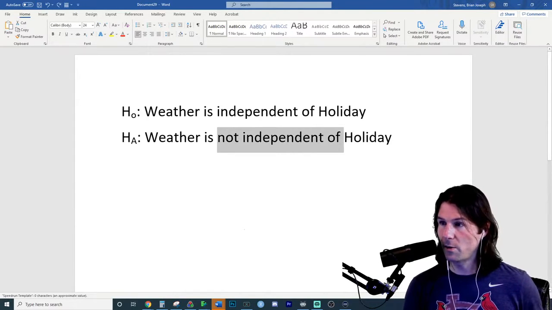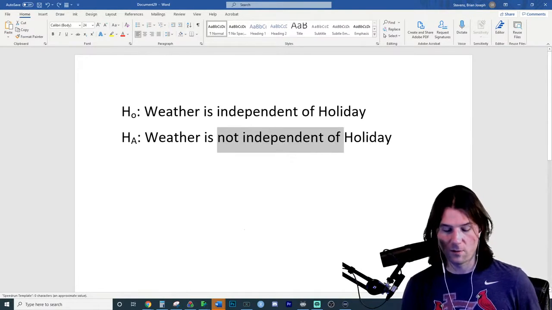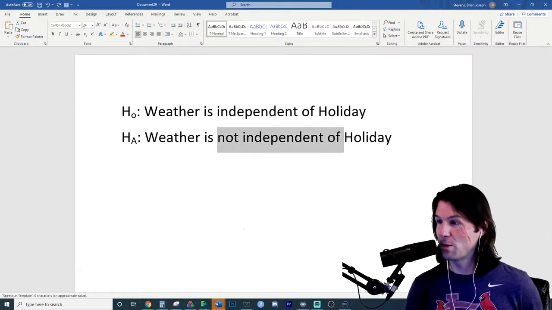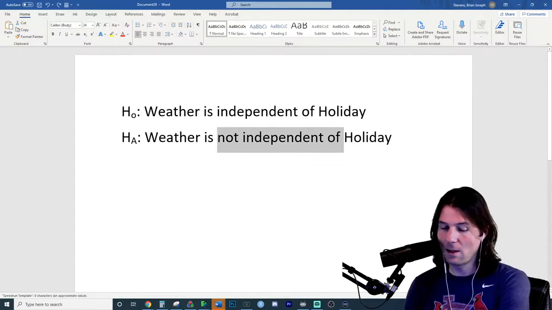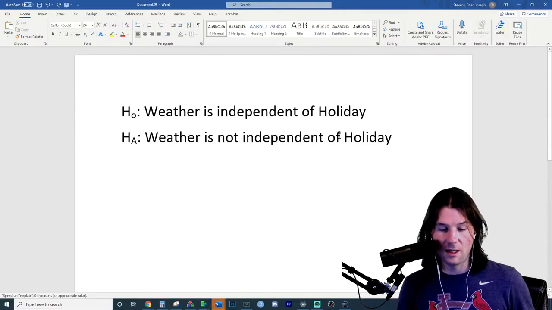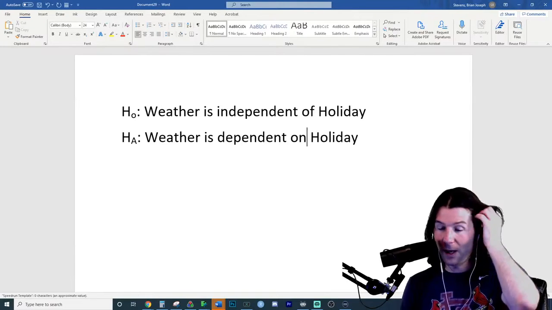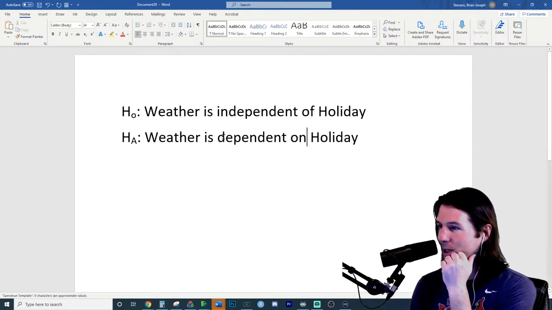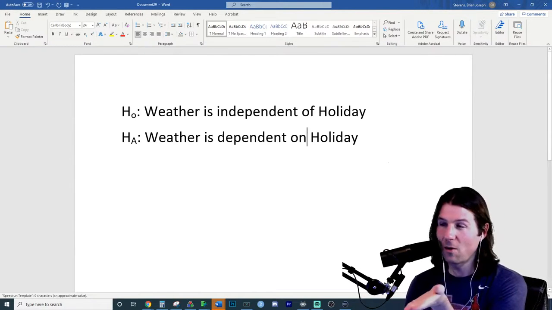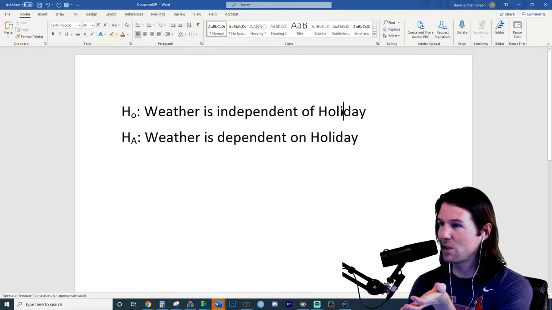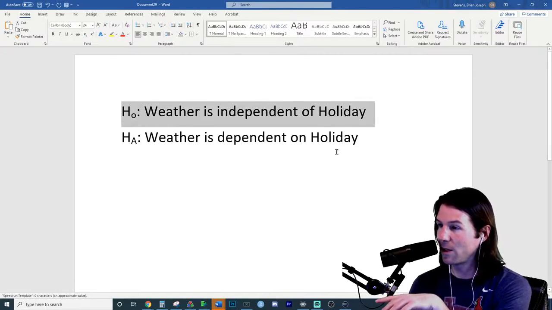And of course, one other way, there we go. Oops, change the formatting. So the null hypothesis is that it's independent. You could also say it is dependent on holiday. So the weather is dependent on holiday. I just like to say it's independent, it's not independent. But there are other ways of stating the alternative. But just think of what this means: they tell you nothing about each other.